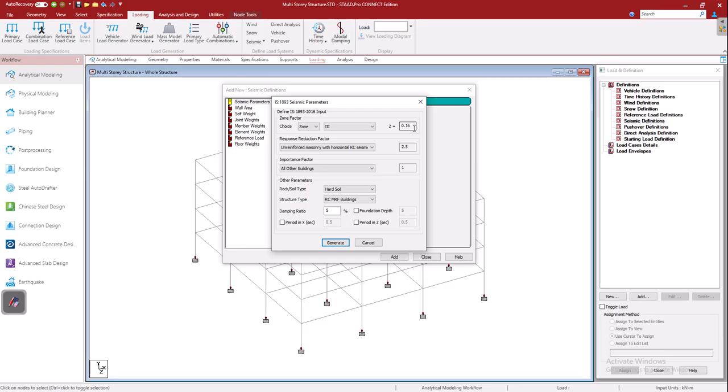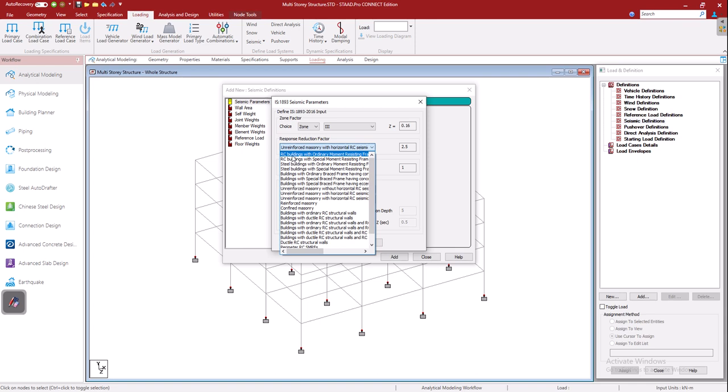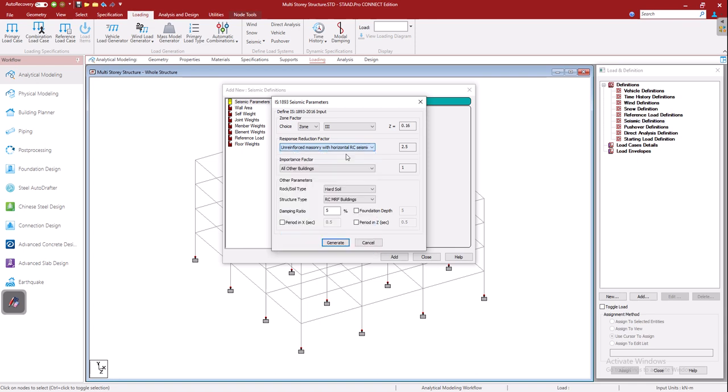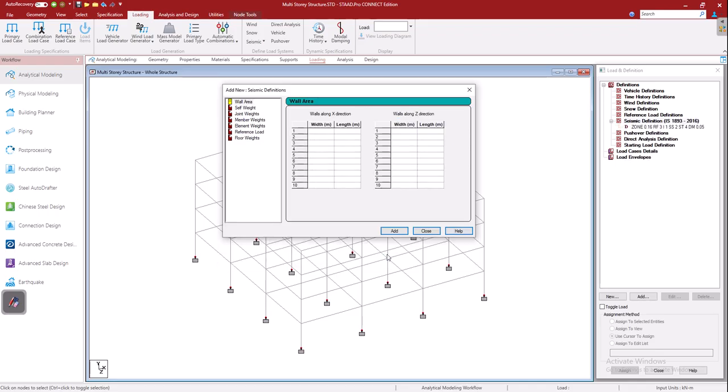The zone factor value is 0.16, and the response reduction factor is, here you can see, RC building with ordinary moment resisting frame, which is 3. So these values are 0.16, 3, and the importance factor, as for all other buildings, is 1. We are using this to calculate horizontal acceleration Ah, and the soil type is medium, and structure type is building with RC structure. So it is generated, and then I am going to add it.